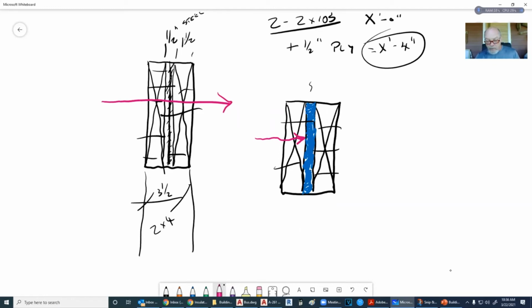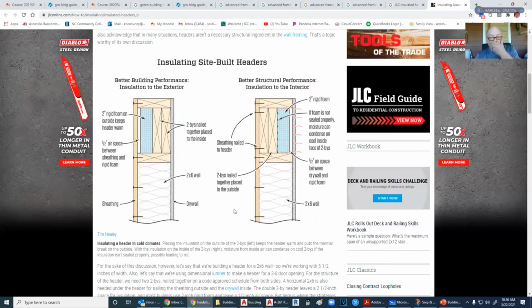So we've got to put in even further thinking, and that's where the Journal of Light Construction does these debates. Better building performance: insulation to the exterior, 2 inches of rigid foam on the outside keeps the header warm. We have a 1/2 inch airspace in there. I don't know why we have the 1/2 inch airspace, but what benefits does it have? Well, let's go over here and look at this.